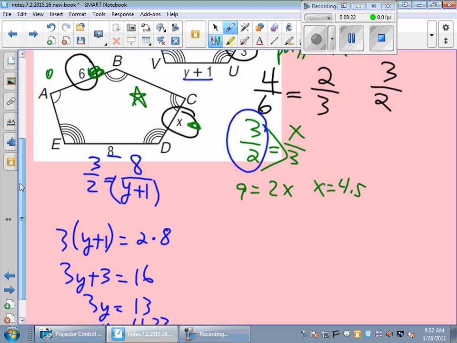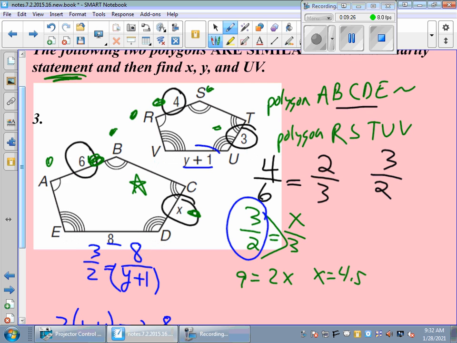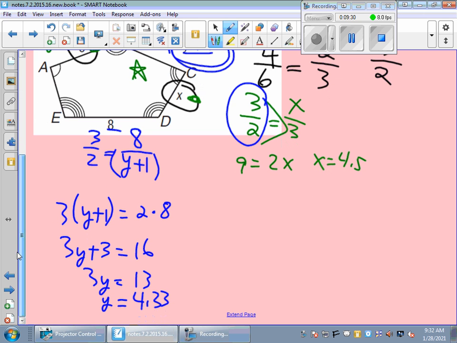And then the last thing asks us to solve for UV. UV is right here. So to find UV, you go y plus 1. This is y. Add 1 to that. UV equals 5.33 repeating. So that's how we're going to solve that specific problem there.